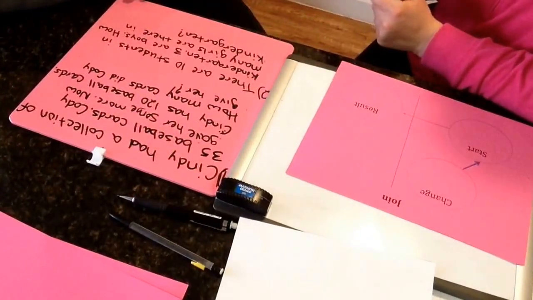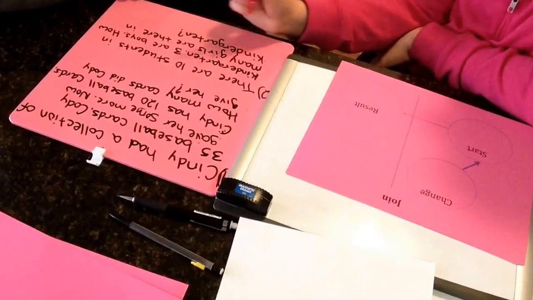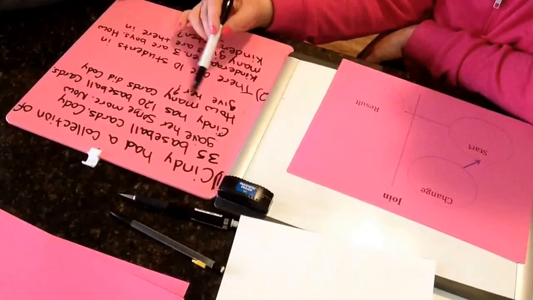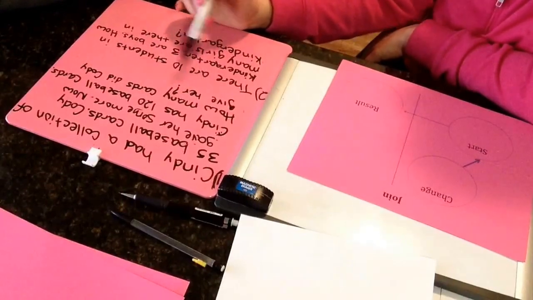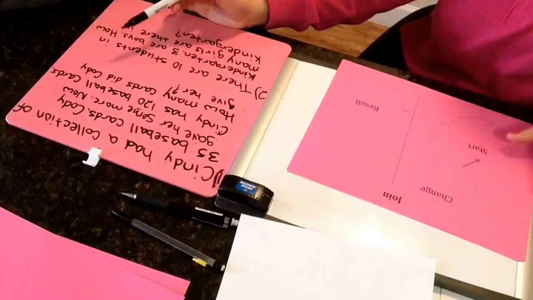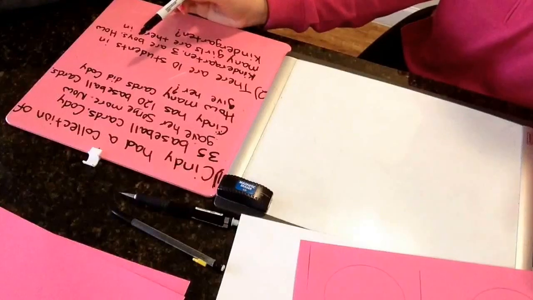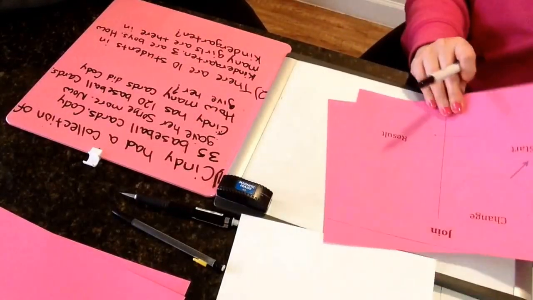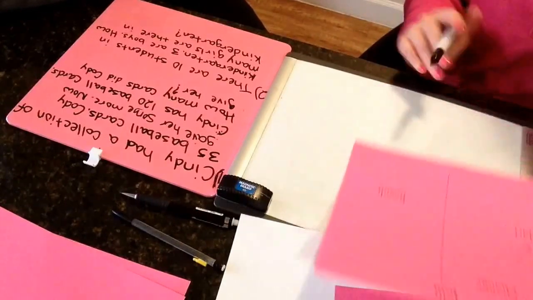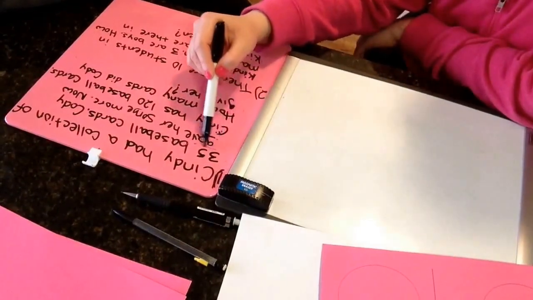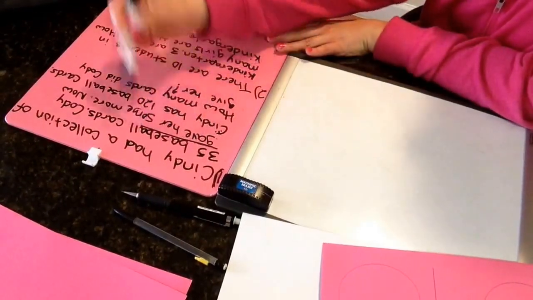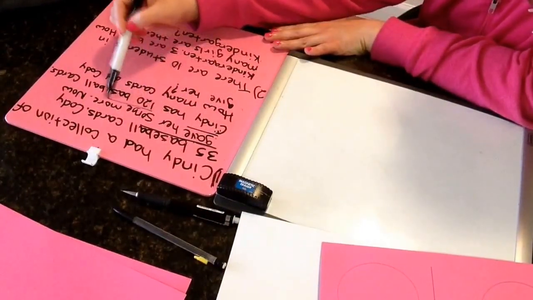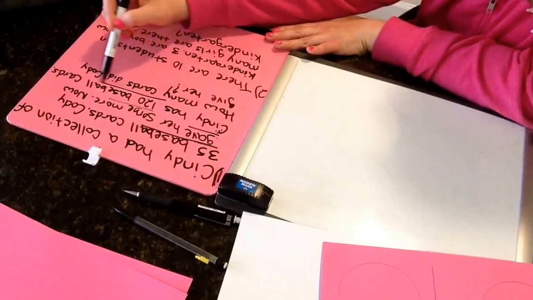Cindy had a collection of 35 baseball cards. Cody gave her some more. Now Cindy has 120 baseball cards. How many cards did Cody give her? Okay. So how many cards does Cindy have? She had 35. Cody gave her some more. Now Cindy has 120 baseball cards.